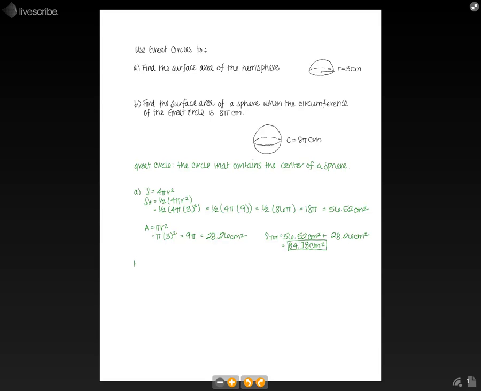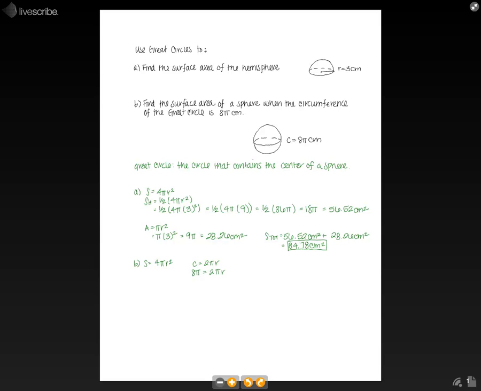For part B it says, find the surface area of a sphere when the circumference of the great circle is 8 pi centimeters. Again, we know that the surface area for a sphere is 4 pi r squared. Now we need to figure out what we can learn using the circumference. We know that circumference is equal to 2 pi r. So if the circumference is 8 pi, we get 8 pi equals 2 pi r.